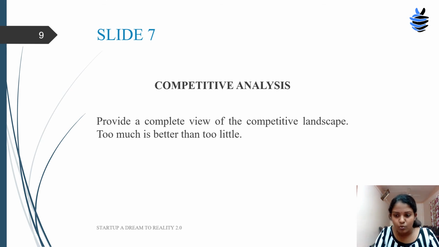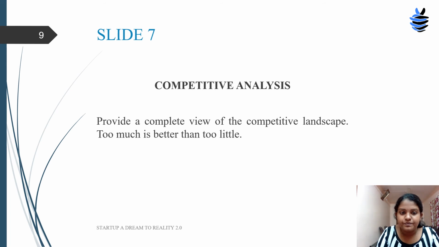You should explain what it takes to have a competitive landscape, how competitive enough you are to break into the market and compete with your competitors, and what makes you different from them. So the competitive analysis in slide 7 is really important to attract the investors. So that is about slide 7, competitive analysis.